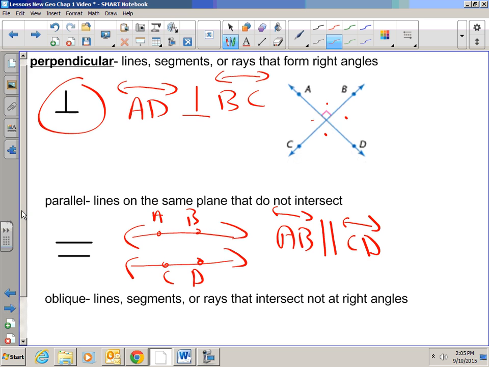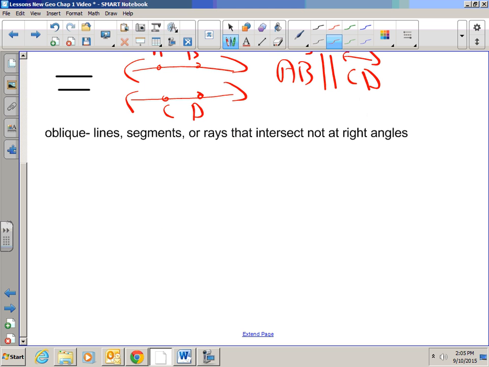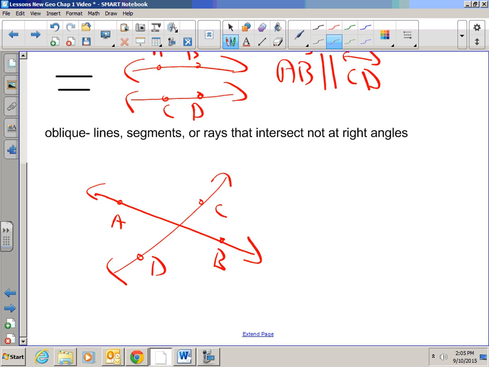Oblique are lines, segments, or rays that are neither perpendicular nor parallel. In other words, they intersect not at right angles. So if this is line AB, and this is line CD, we would say that AB is oblique with CD. Okay, there is no symbol for oblique.